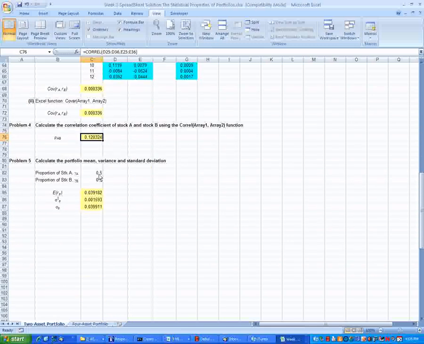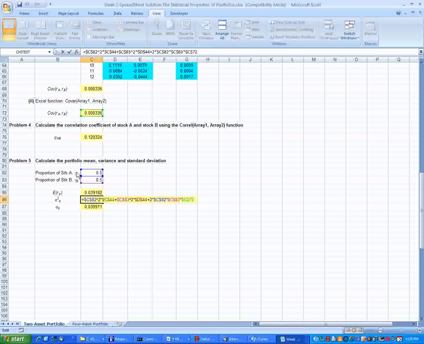Finally, in problem 5, knowing that half of the portfolio is in stock A and half is in stock B, we can use the two-asset returns formula that I showed you in lecture 3, in week 3, to calculate the expected return. We can also use the variance formula for two assets that I showed you in week 3 to calculate the expected variance of the portfolio. That's it for the first worksheet, the two-asset portfolio in week 3.